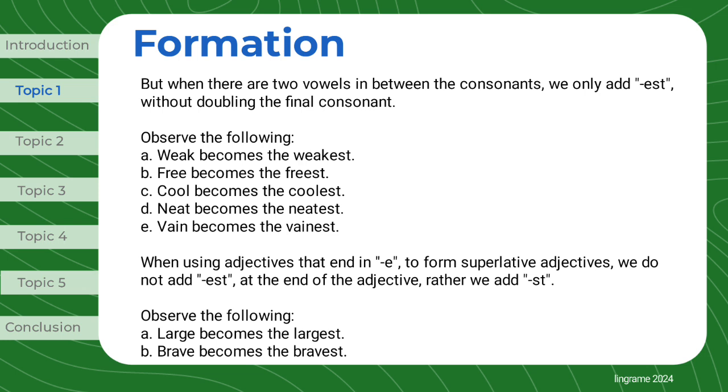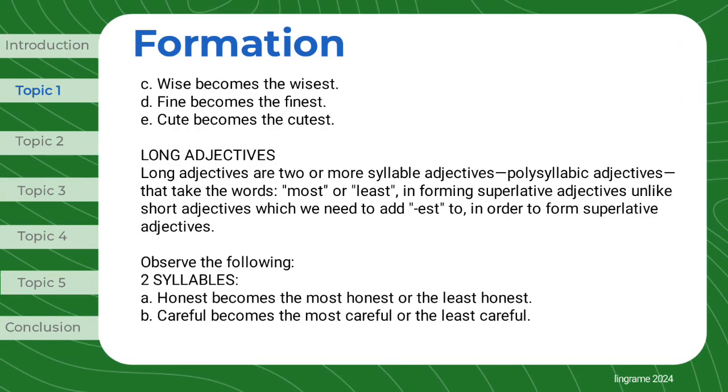When using adjectives that end in "e" to form superlative adjectives, we do not add "est" at the end of the adjective, rather we add "st." Observe the following: large becomes the largest. Brave becomes the bravest. Wise becomes the wisest. Fine becomes the finest. Cute becomes the cutest.